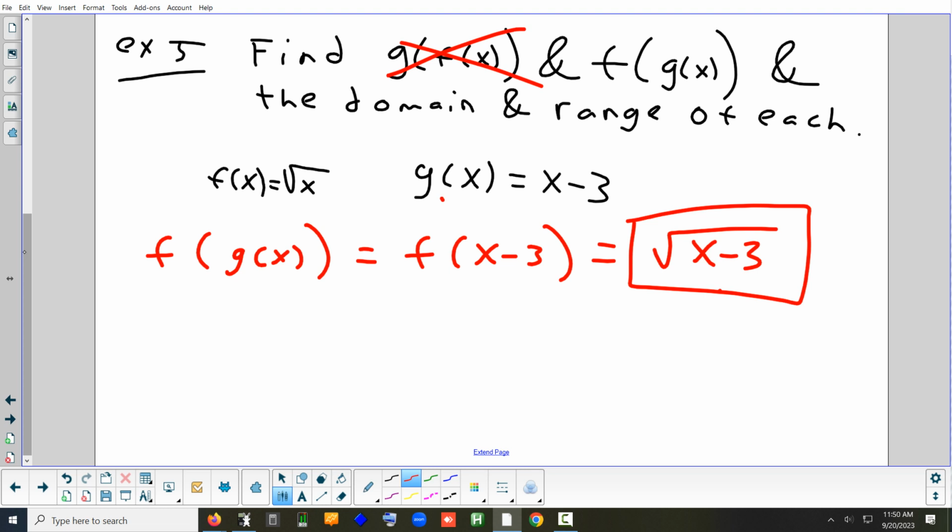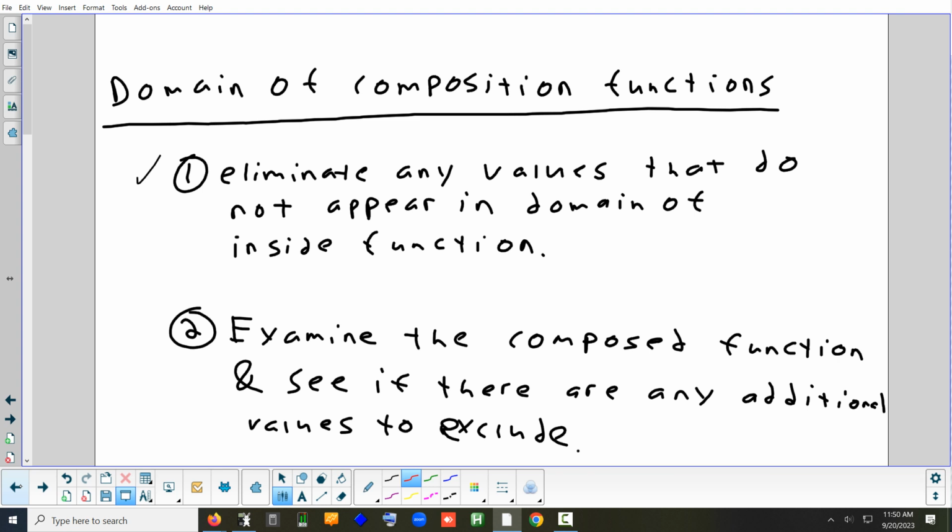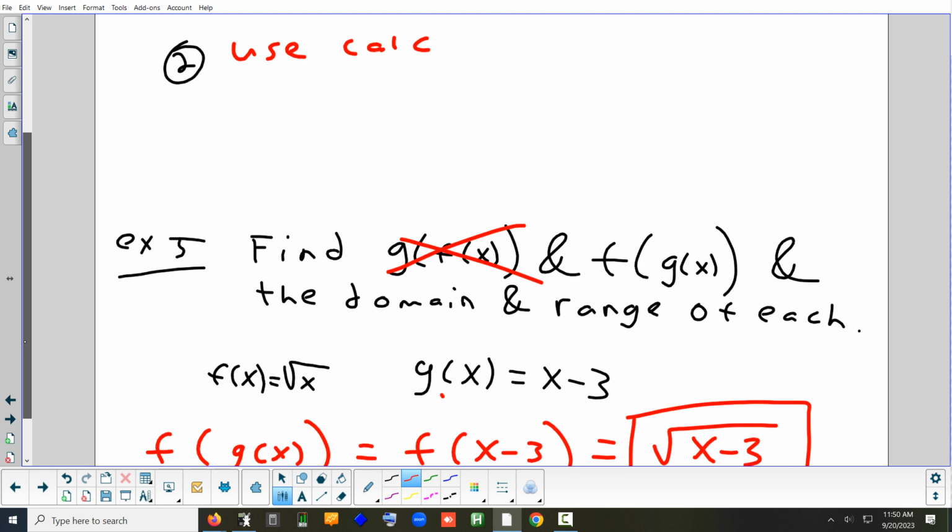Okay, now to find the domain, start with the inside function and ask yourself, are there any restrictions on g of x? G of x is x minus 3. Are there any square roots in x minus 3? Are there any fractions with letters in the bottom? No. Then from the first part, we don't get any values that need to be eliminated. So the domain is still all real numbers for now. But we have to look at the second part. Look at the final answer and see if there's anything we need to eliminate.